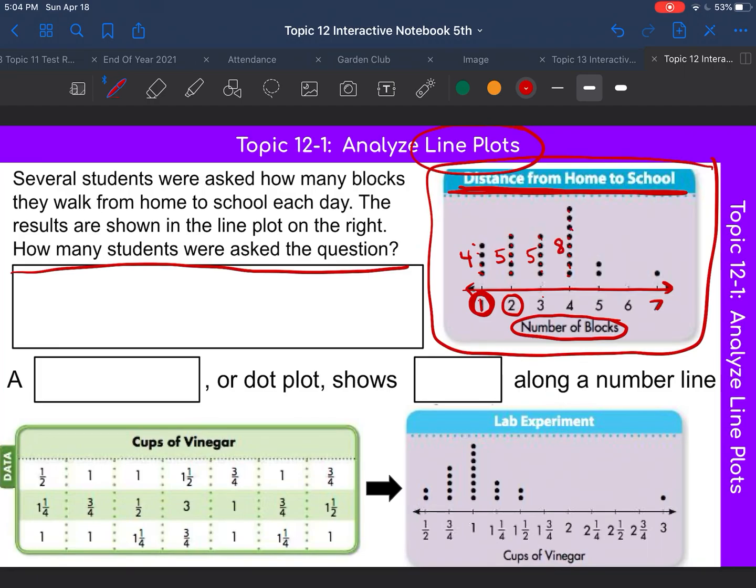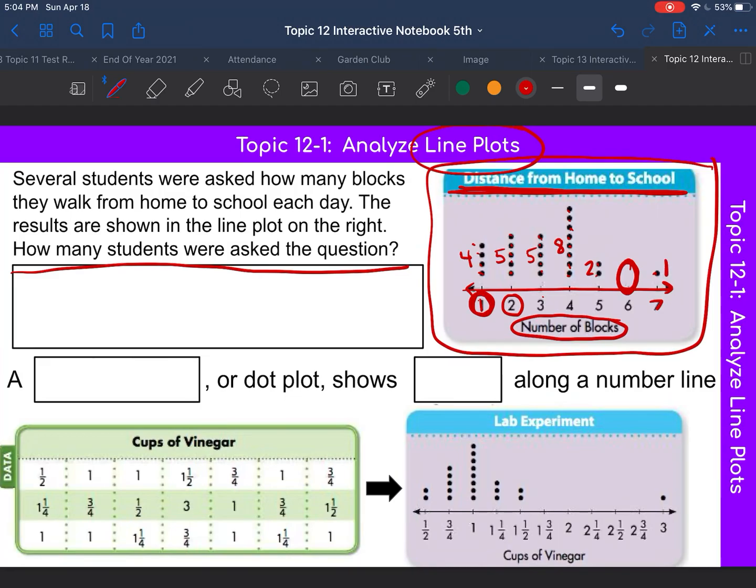So 8 people walk 4 blocks from home to school. And for 5 blocks, 2 people walk 5 blocks from home to school. No one walks 6 because there's no dots above 6 and there's 1 dot above 7. So 1 person walks 7 blocks from home to school.